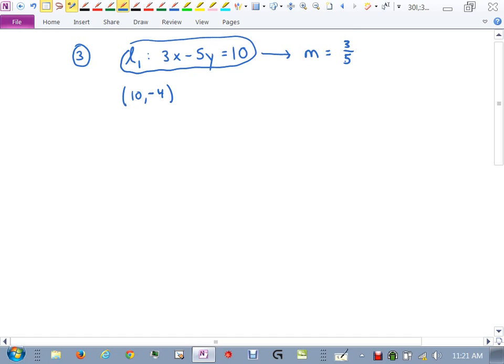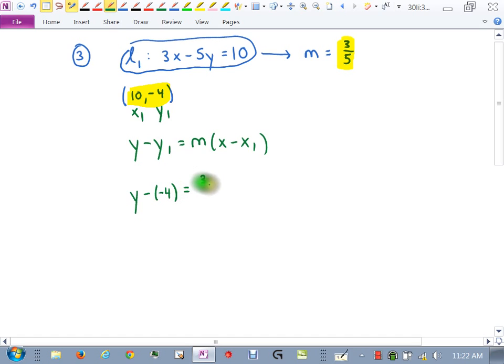And so what we need is our line, the line that we're looking for, to be parallel, which means we're going to use the exact same slope, but we need it to go through this point. So now I'm going to use this equation. I'm going to replace our x1 with 10, our y1 with -4. So that means y minus -4 equals our slope, 3/5, times x minus x1, which was 10. So this is really y plus 4 equals, now I'm going to distribute 3/5 through here.